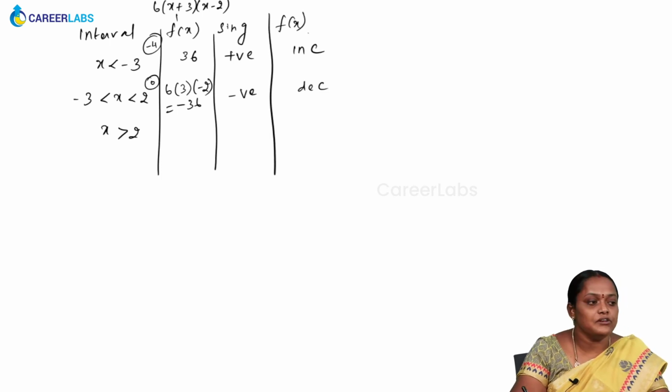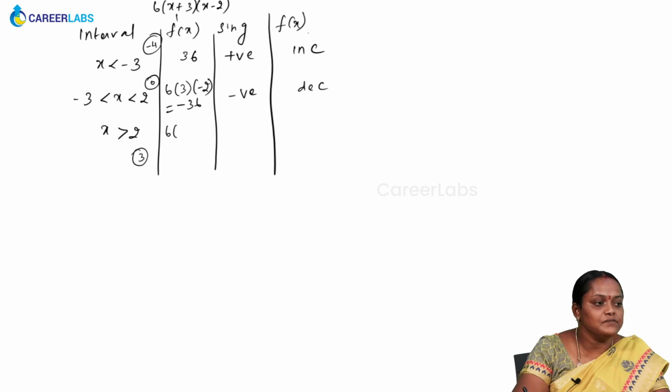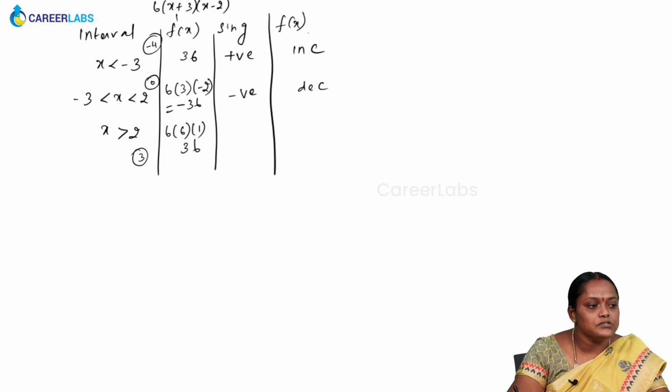Similarly, for x greater than 2, let us take the value of x as, say, 3. If you fix x is equal to 3 and substitute, this will be 6 times 3 plus 3, that is 6, and 3 minus 2 is 1. So 6 times 6 is plus 36. Okay. So this is again positive, so obviously you get an increasing function within the interval. So we have concluded that for x less than minus 3 the function is going to increase. Within the interval minus 3 to 2, the function is going to decrease, and for x greater than 2, it is going to increase again.